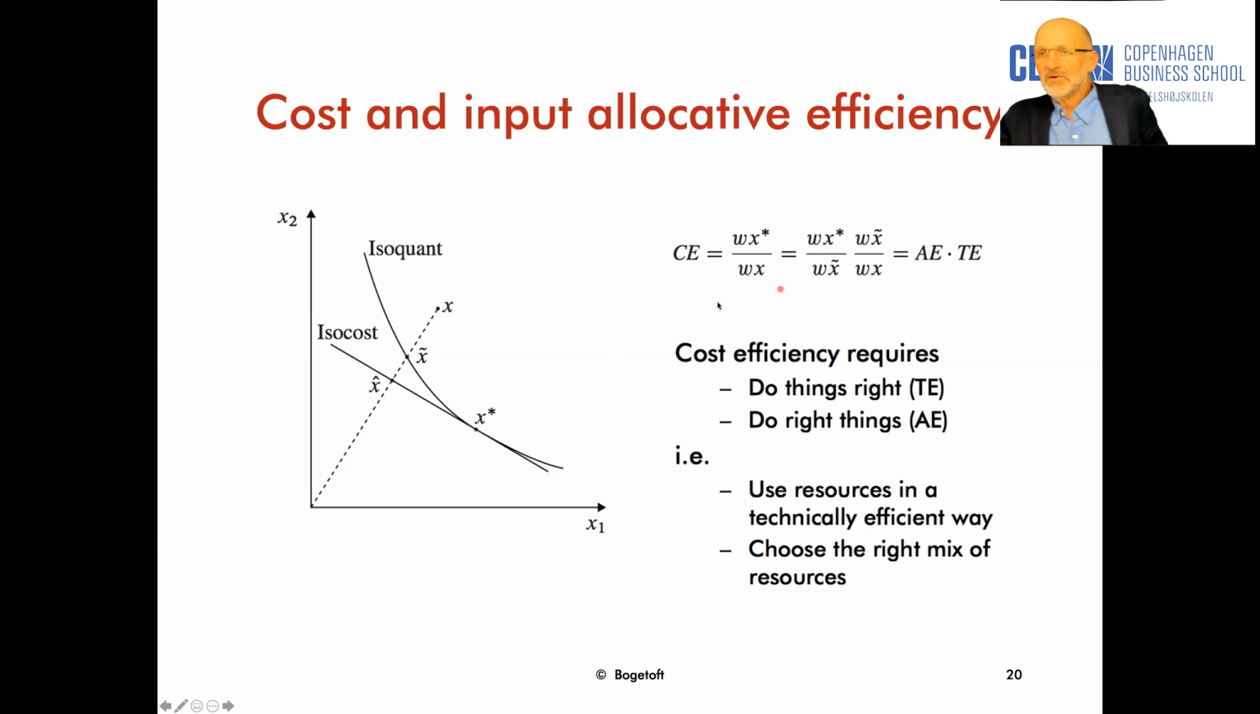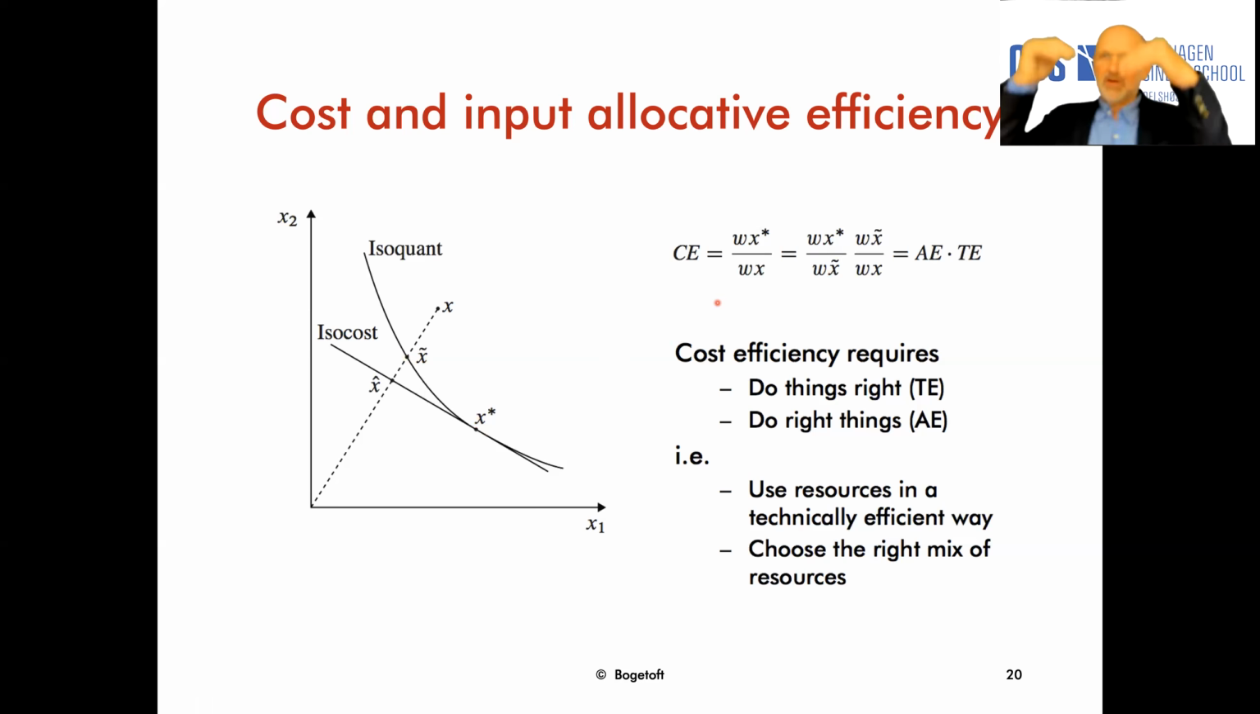So actually we do have this notion of cost efficiency, which is minimal cost compared to the actual cost, and we can decompose that as: first you have to get to the frontier, which is technical efficiency, and then you have to get to the right point on the frontier, which is allocative efficiency.